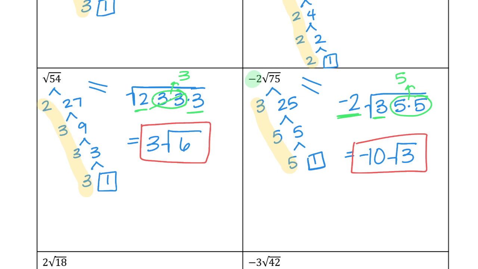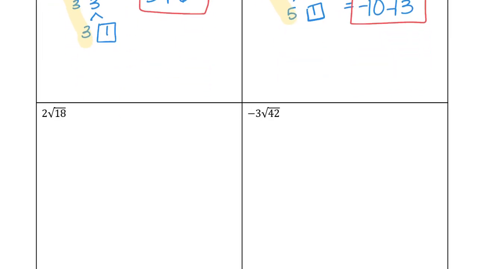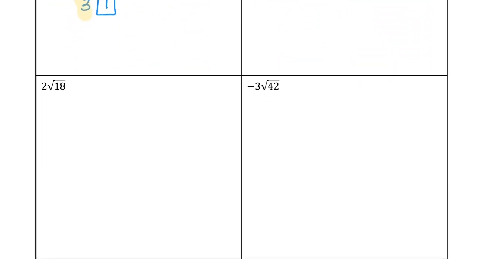All right, we got 2 more. So the next one we have is 2 square root of 18. Again, we have a number on the outside that we don't want to forget.